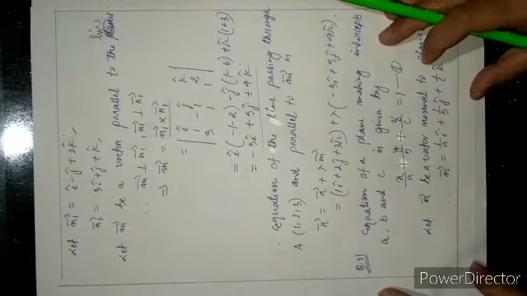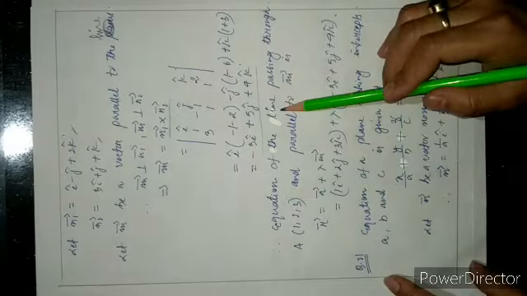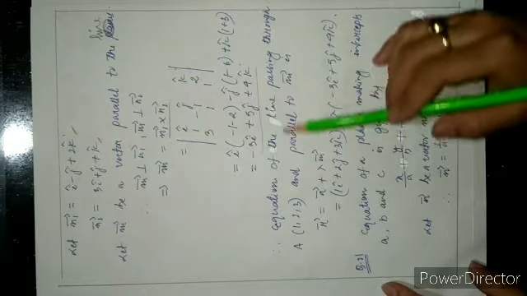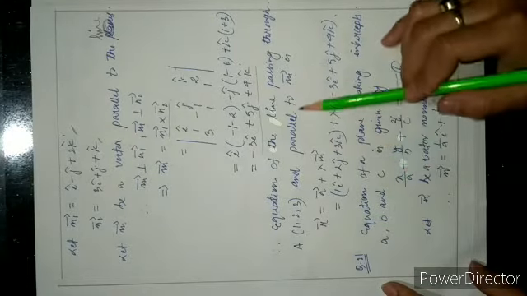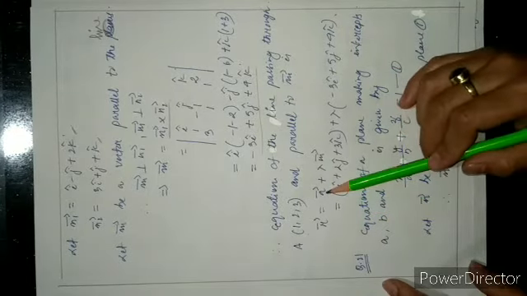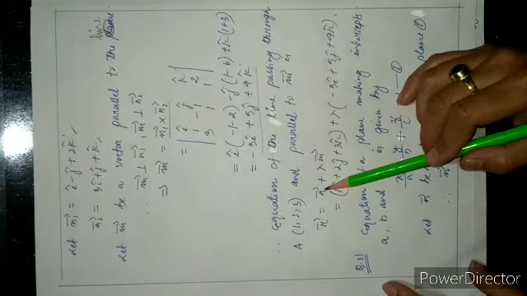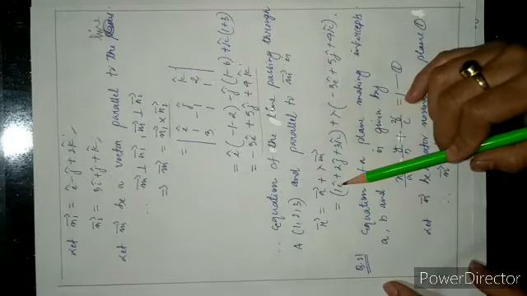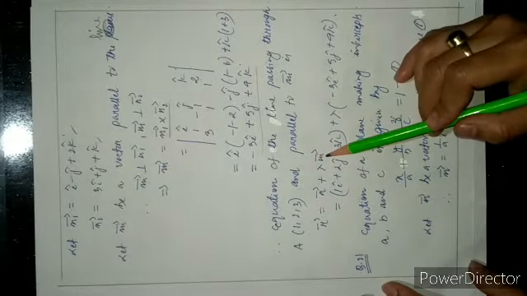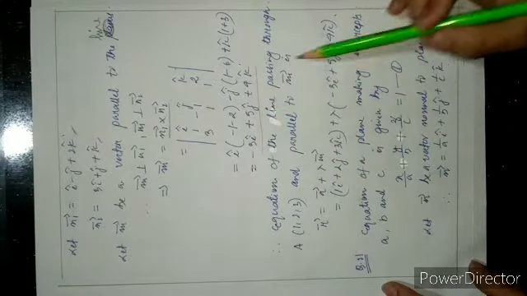This is the vector parallel to our line, and therefore the equation of the line passing through point A, coordinates 1, 2, 3, and parallel to m vector. Equation of the line passing through point A and parallel to m vector is r vector equals a vector plus lambda times of m vector. A vector means position vector of any point on the line, which is 1 I cap plus 2 j cap plus 3 times of k. Then write the components of m. This m vector is given by minus 3 I cap plus 5 j cap plus 4 times of k.